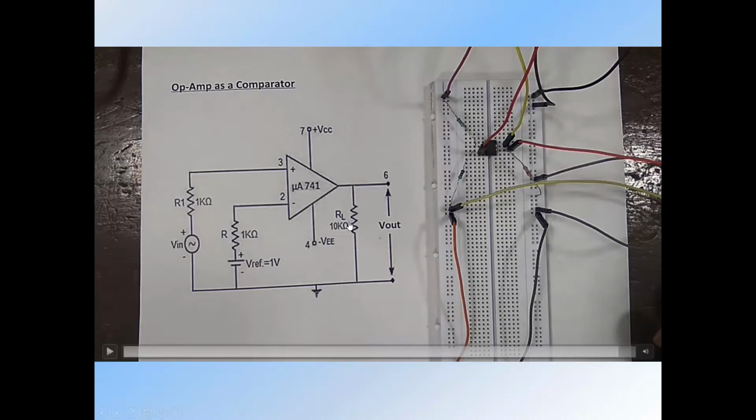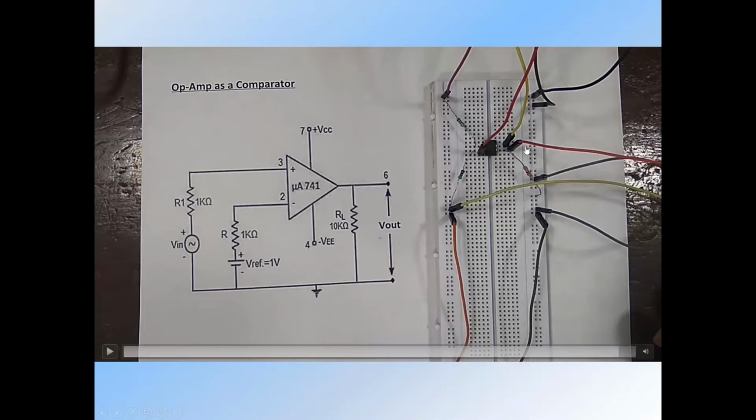Next, connection of RL. This is RL of 10 kilo ohm connected between pin number 6 and ground. Next, connection of DSO to output.